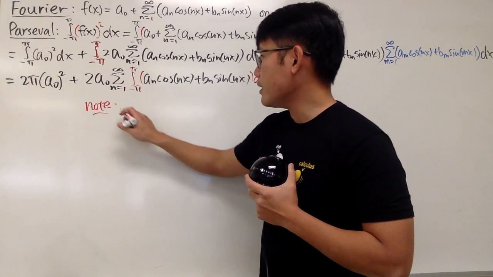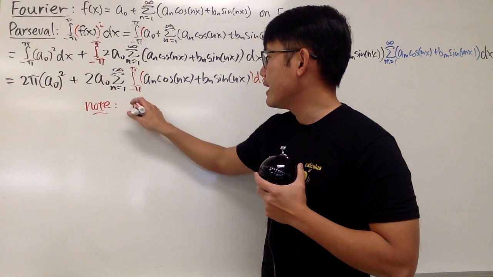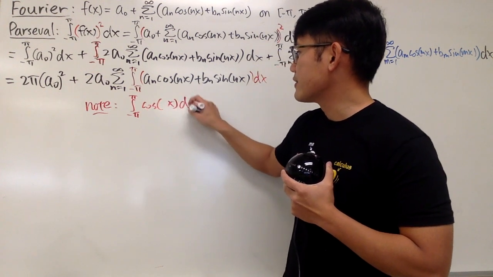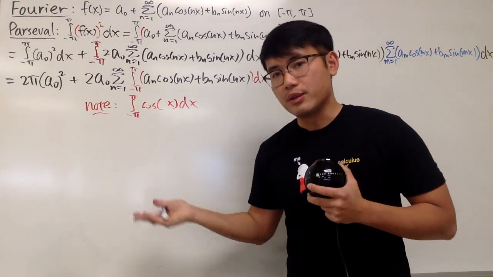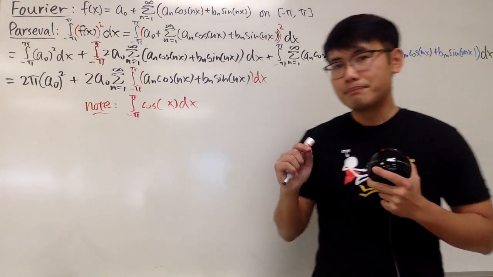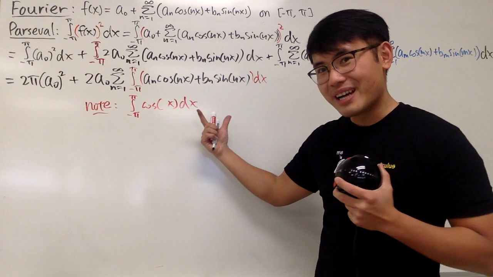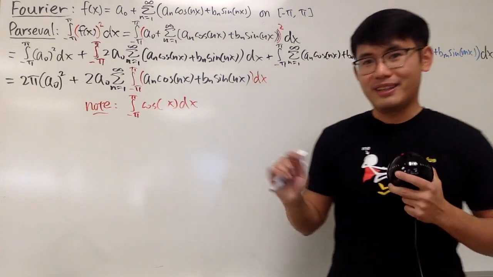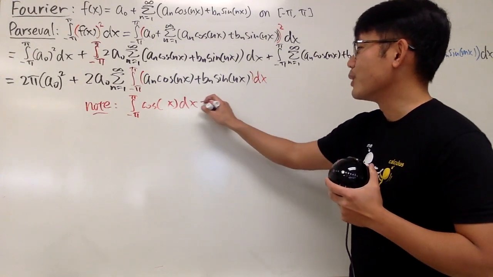Note, when we have the integral from negative pi to pi of cosine of, let's just do x first. When you do this, you can do this in your head real quick. You will get positive sine x for the integral, right? And then you put in pi, hey, that's 0. You put in negative pi, hey, that's also 0. So all in all, this will be 0.